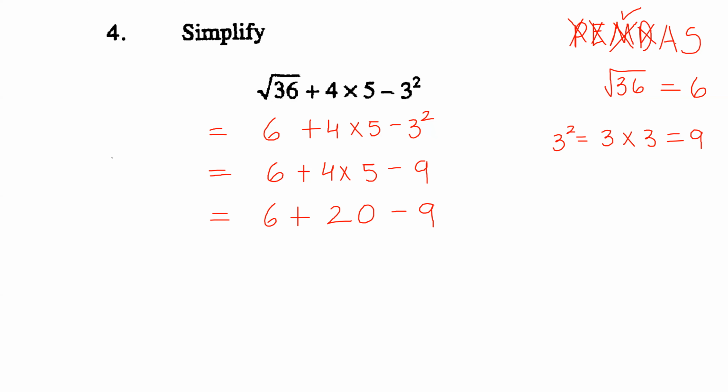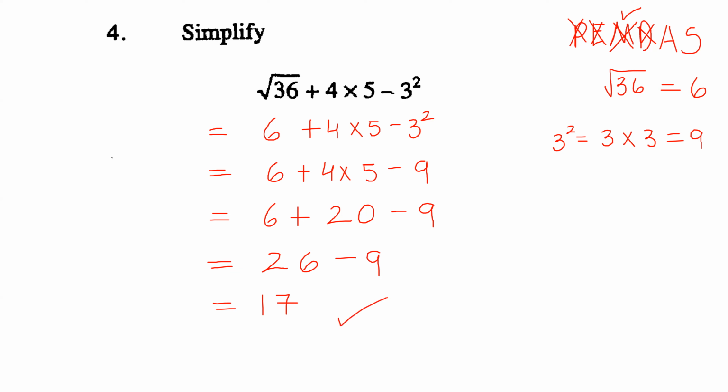We already dealt with the multiplication and we know that there's no division, so we're going to do addition and subtraction, whichever comes first from left to right. The first one that comes is the addition. So we have 6 plus 20, which is definitely 26, minus 9. What is 26 minus 9? Well, 26 minus 9 is definitely 17. And so the correct answer for this one is 17.